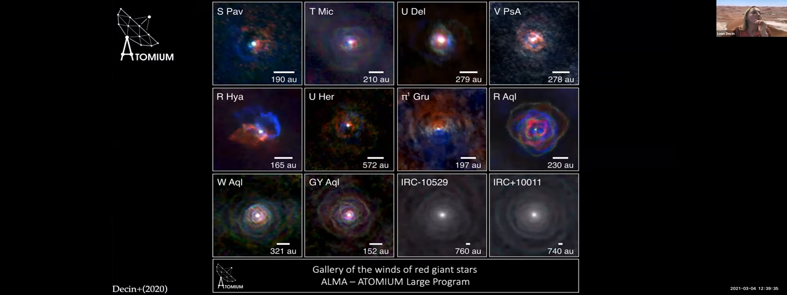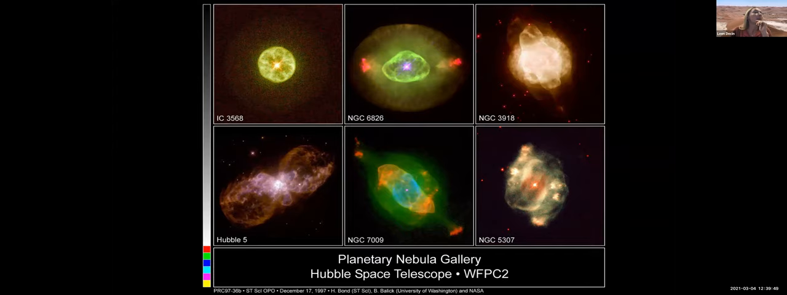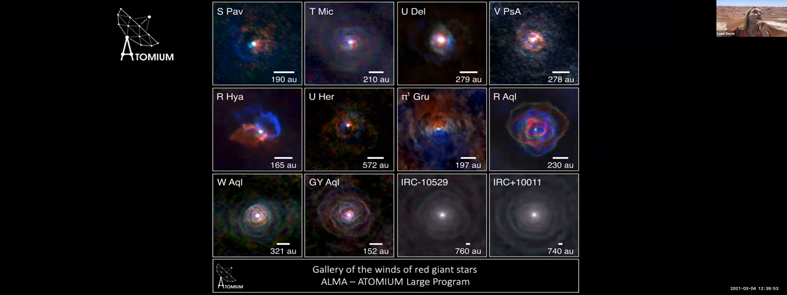This is the gallery of the winds of red giant stars as observed with ALMA for the ATOMIUM large program. You can immediately see, if you look at the winds of these evolved stars, and I do compare it again with the planetary nebulae, a lot of similarities in the morphologies. You have bipolar shapes. Here you can see some kind of spiral structure. Here we call them eyes in the sky.